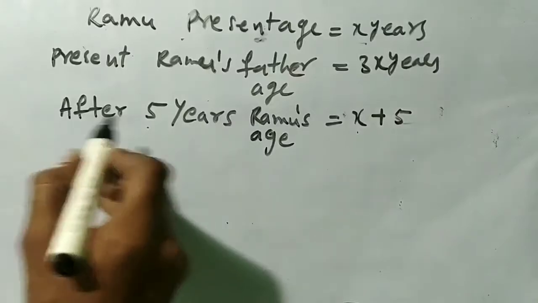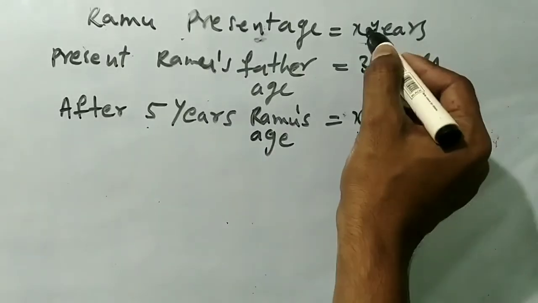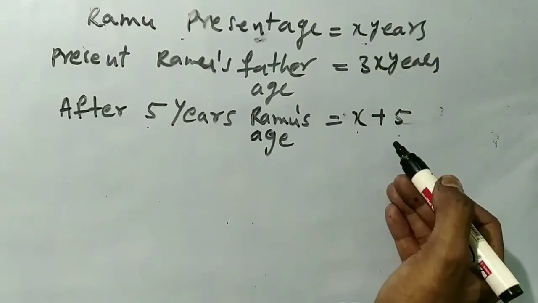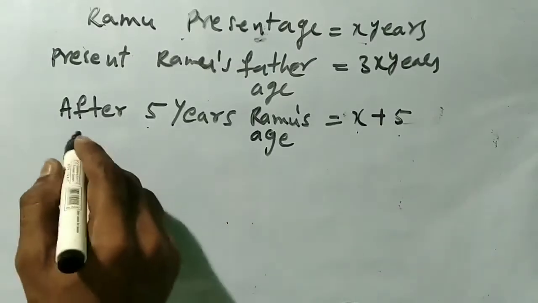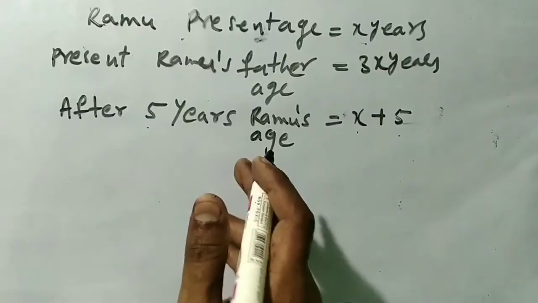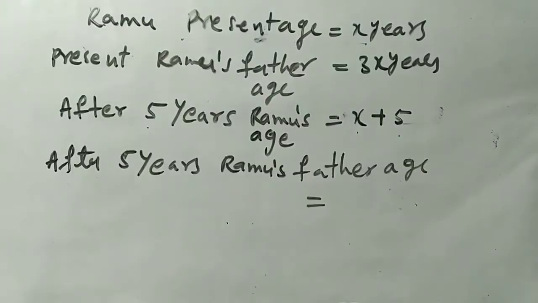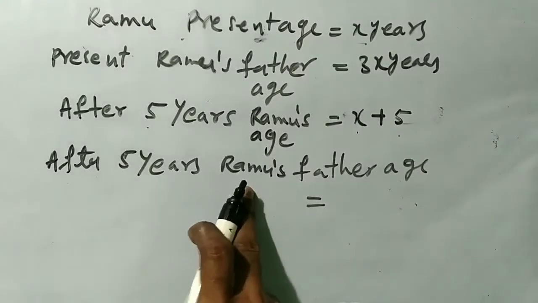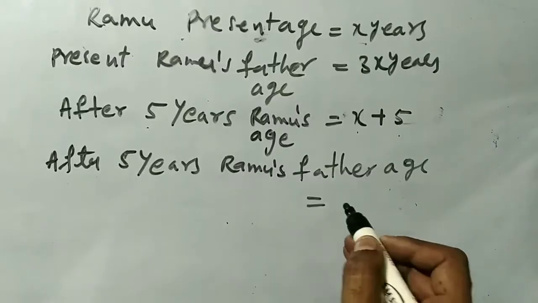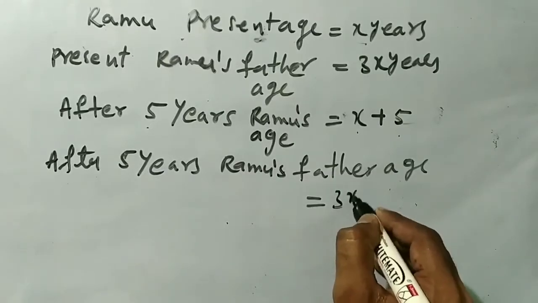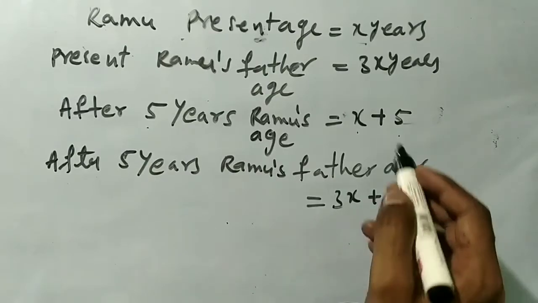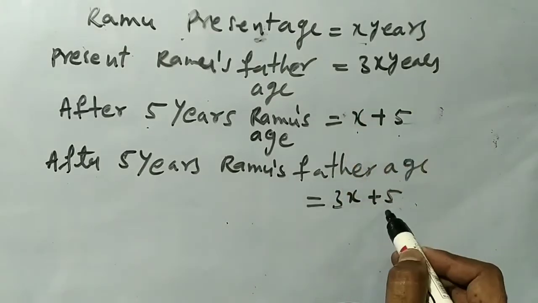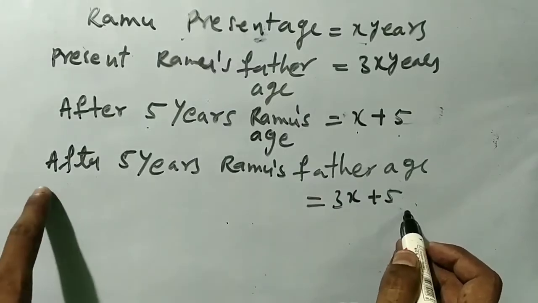So after 5 years, Ramu's age will be x, the present age, plus 5 years. Similarly, his father's age also. After 5 years, Ramu's father's age will be the present age plus 5. What is the present age? 3x plus 5. 3x plus 5. We have to add the 5 years because of after 5 years.